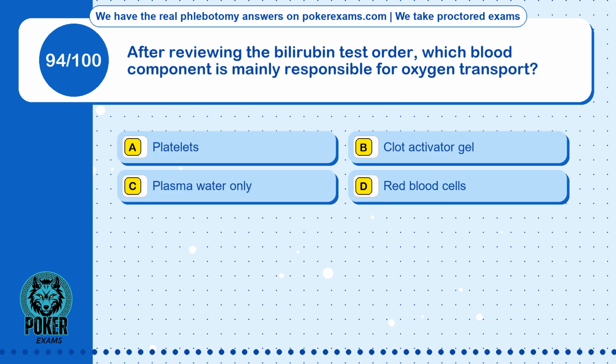Question 94. After reviewing the bilirubin test order, which blood component is mainly responsible for oxygen transport? Option A, platelets. Option B, clot activator gel. Option C, plasma water only. Option D, red blood cells.